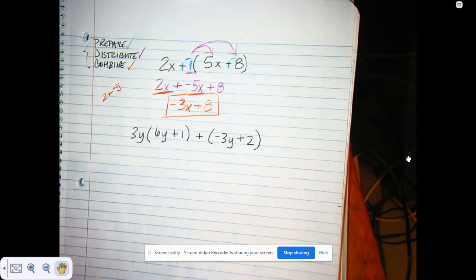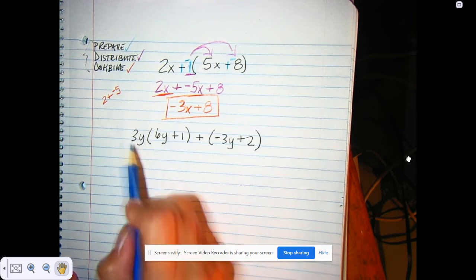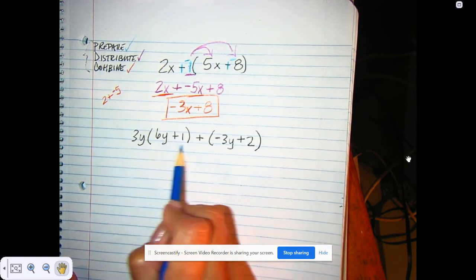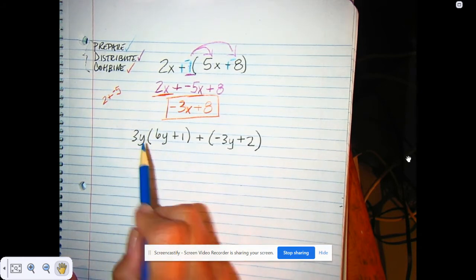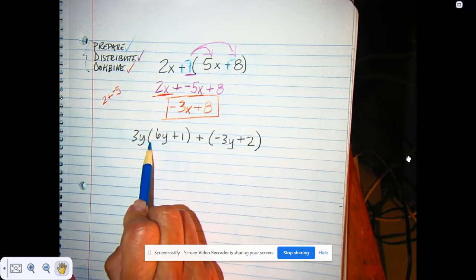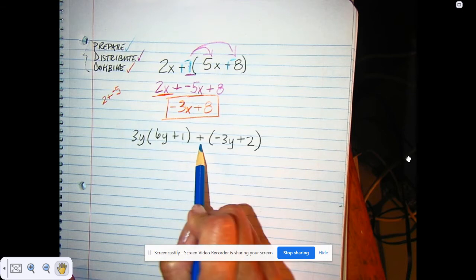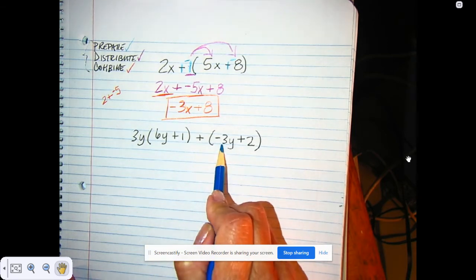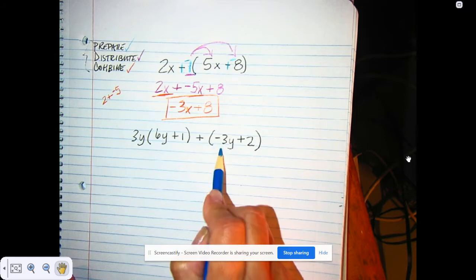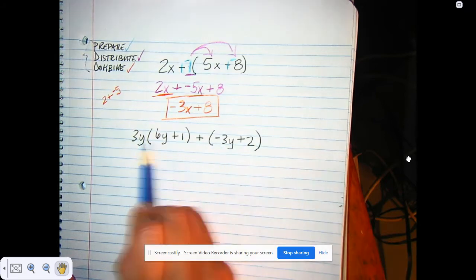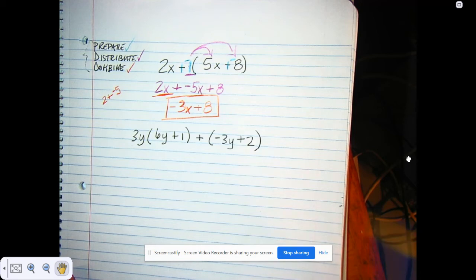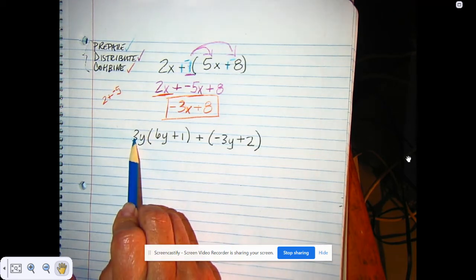I'll use the same colors. So prepare. Looking through this, do I have any subtractions? That means if you read it, do you say the word minus? 3y, parentheses, 6y plus 1 plus, that is a negative 3y. That is not a minus 3y. That is not an operation. Negative 3y plus 2. So I don't have anything to change. Let's check for invisible ones. This y has a 3 on it. It's good.